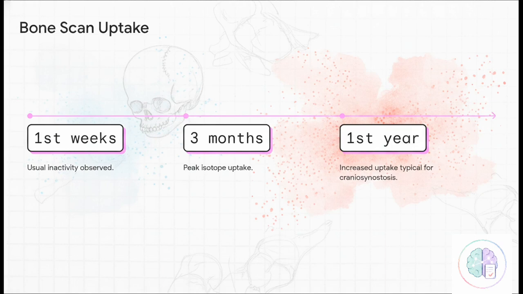If you opt for a bone scan instead, you have to follow a very specific chronological timeline for isotope uptake in the lambdoid suture. In the first weeks of life, there's just usual inactivity, so don't let a negative scan early on fool you. The critical window hits at exactly 3 months of age. That's when isotope uptake actually peaks. And then throughout the rest of that first year, an overall increased uptake is typically what confirms craniosynostosis.